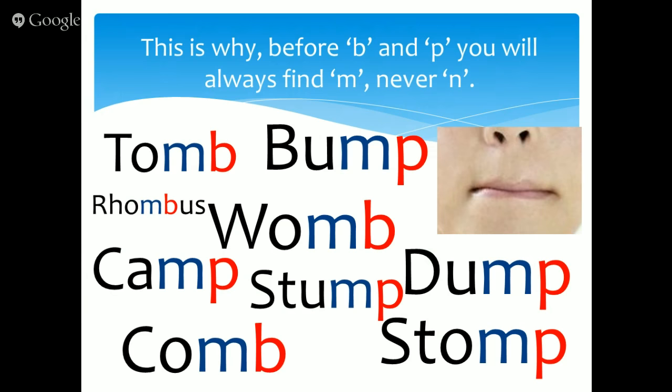And that is why in English, whenever you have a P or a B and there's a nasal consonant before it, it will always be M. Tomb, bump, rhombus, womb, camp, stump, dump. This is the way our bodies want to pronounce nasal sounds that are joined with other consonants.